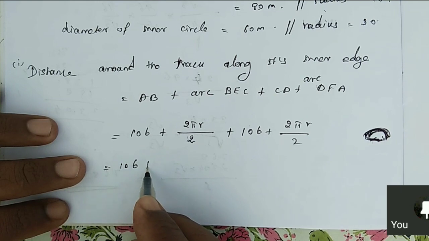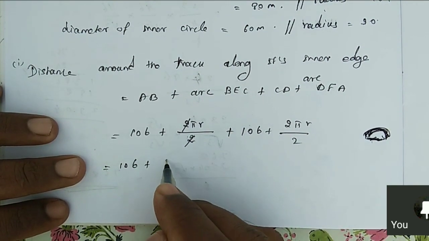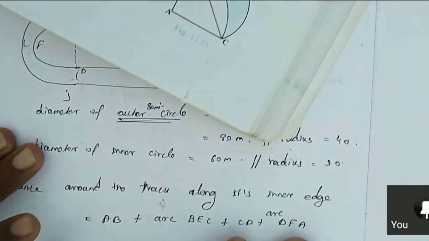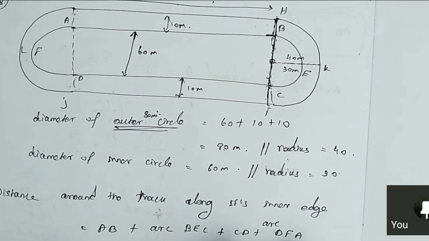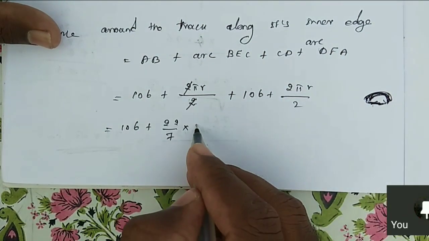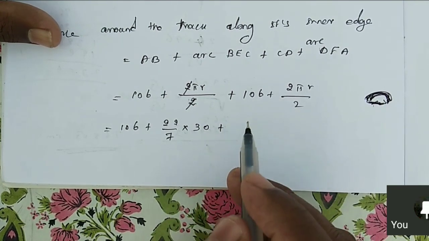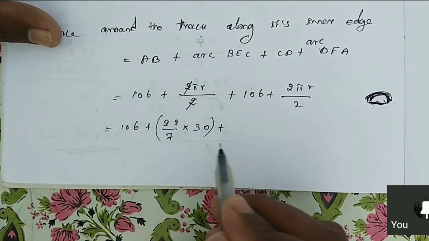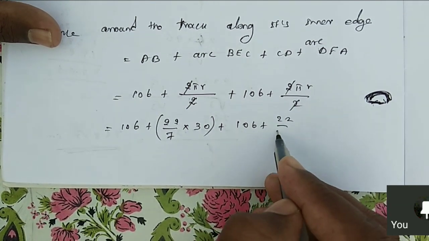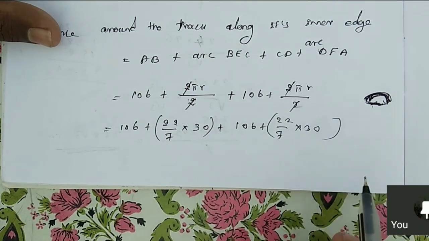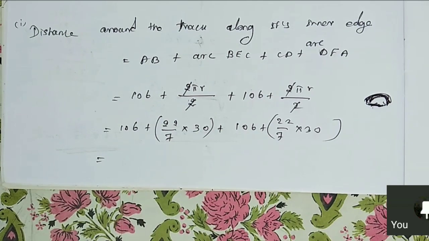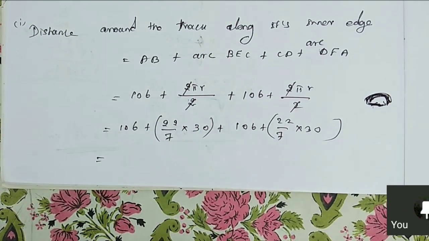Okay. 106 plus, 2 cancel. Now 22 by 7 into what is the radius here? Inner circle. I am asking the inner circle radius. What is it? 30. You should write 30 plus. Right? Any doubt? Again, here 106 plus, 2 cancel. 22 by 7 into 30. Any doubt? Shall I move to the next step?